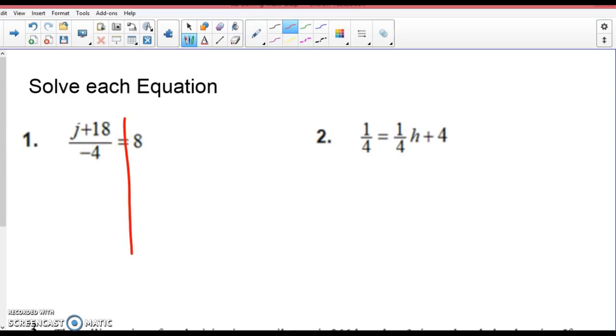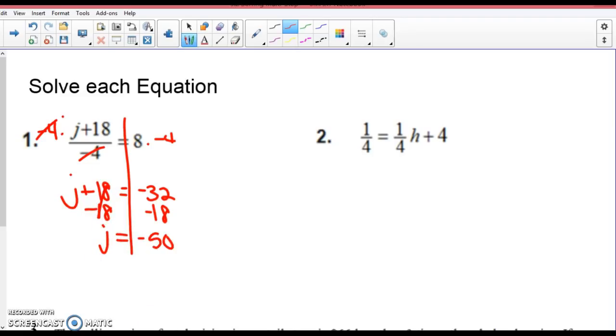This equation, variables on the left side, you say to yourself, there's only one variable, and what number on this side is farthest from the variable? Well, this divided by -4. So we're going to move that first by multiplying both sides by -4. -4 divided by -4 is 1. So I've got j plus 18 equals -32. Subtract 18 from both sides. J is -50.